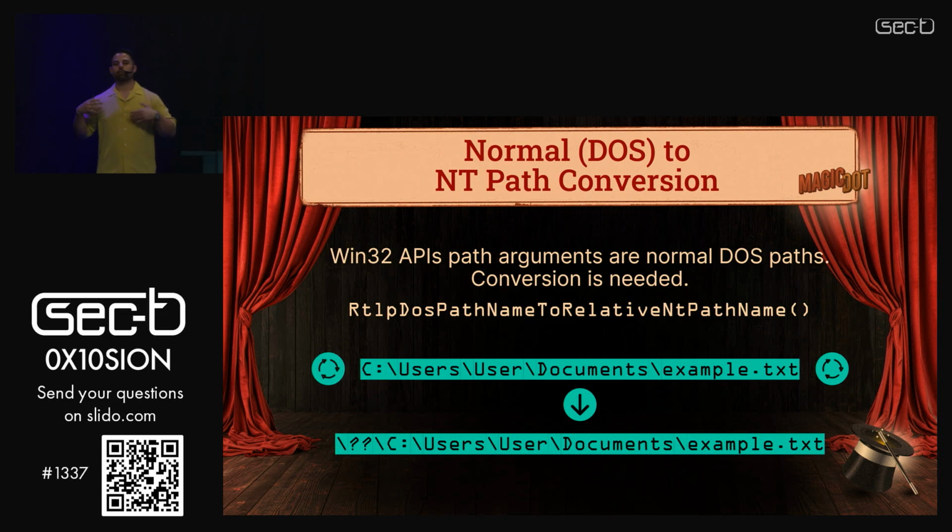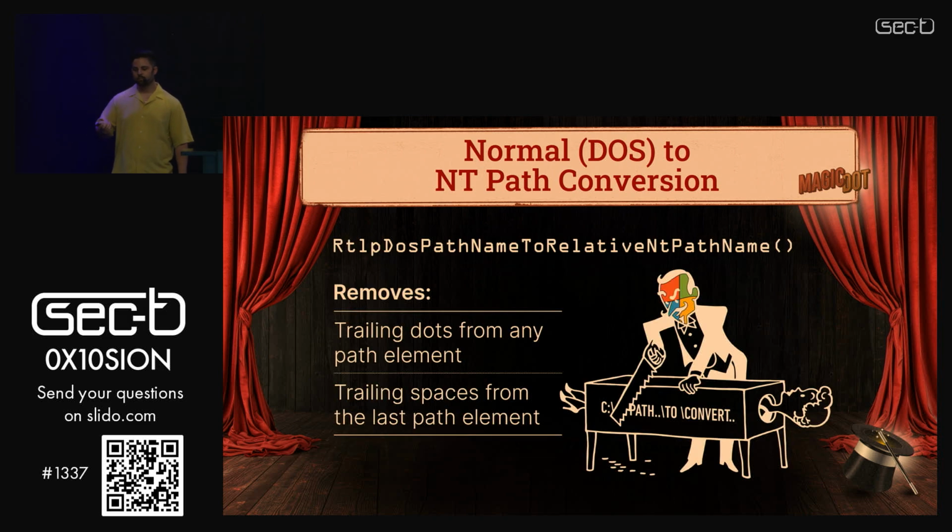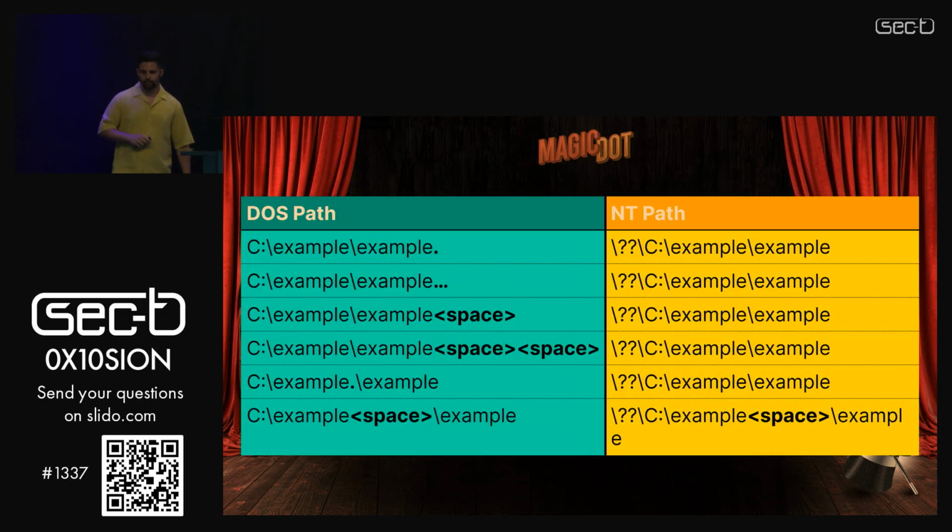So the Win32 API call performs a conversion from DOS to NT path, and as far as my check goes, this conversion happens by the RtlpDosPathNameToRelativeNtPathName function. And apparently, this converting function just removes trailing spaces and dots in the following format. Pretty much any trailing dot from any path element is removed during the conversion, and trailing spaces are removed only from the last path element. So here we have a few examples for that.